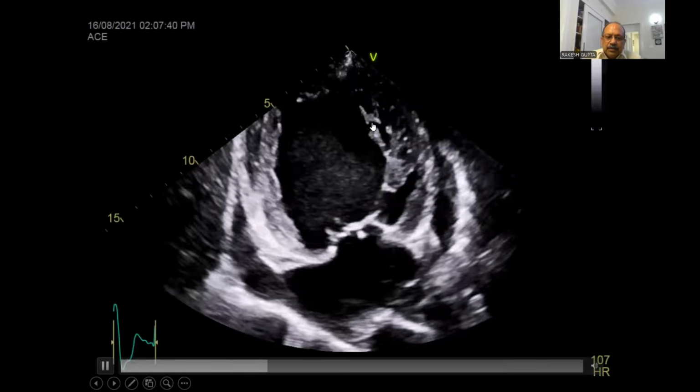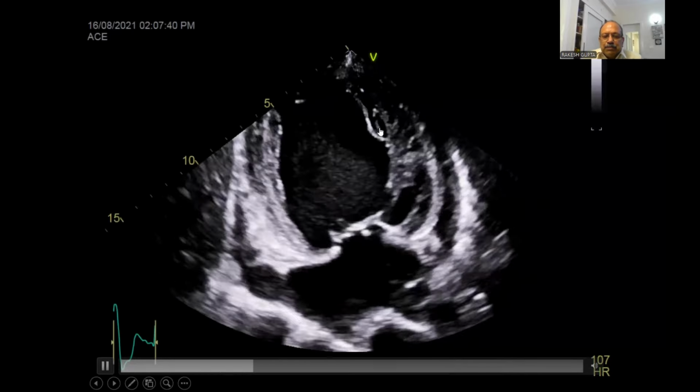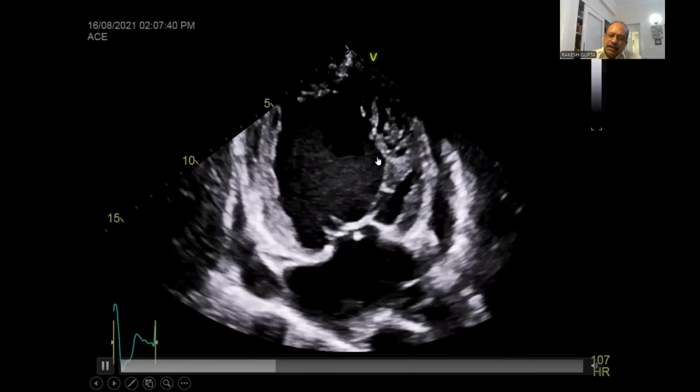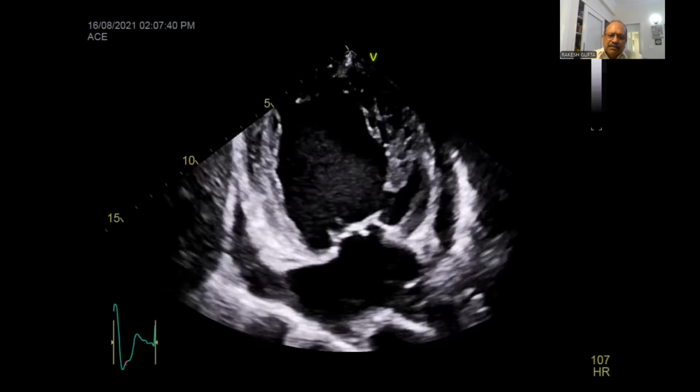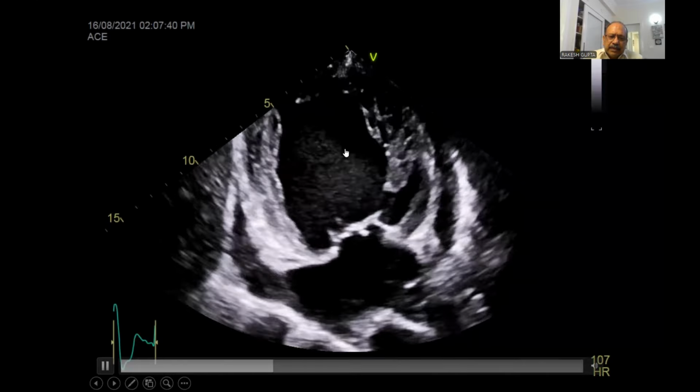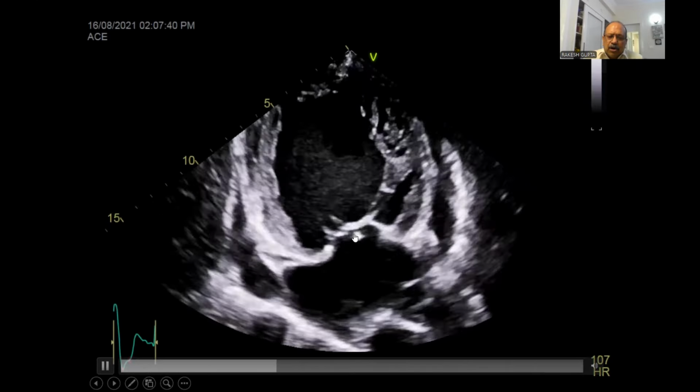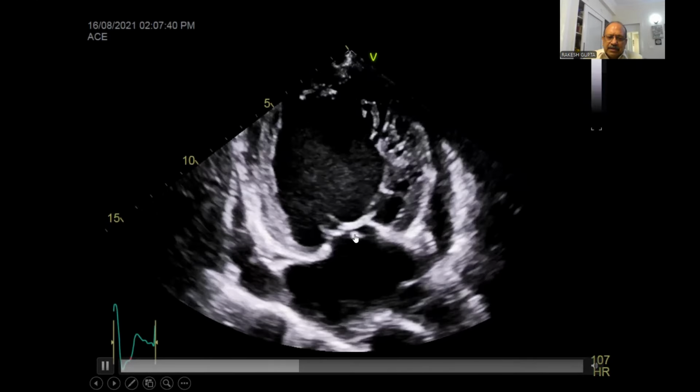Can you see this now? This is known as spongy myocardium, non-compaction. Many people give many names, and every year a new name will come. And this is a papillary muscle cord, or a papillary muscle, which is hanging over here.